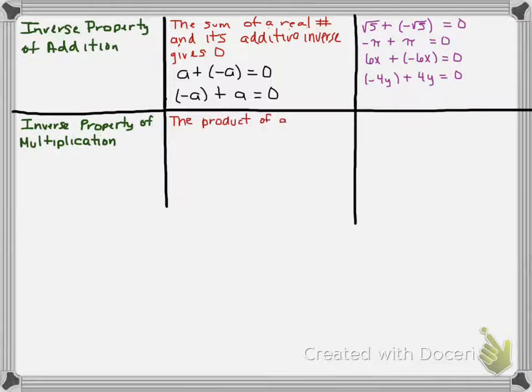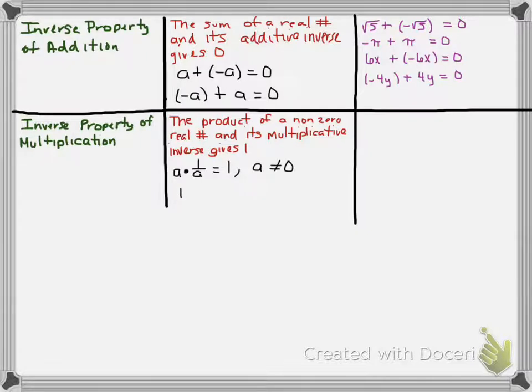So here, because it's multiplication, we're looking for the product of a non-zero real number. And it's multiplication, or multiplicative inverse gives you a 1. So A, what times A will give me a 1? Well, I need to multiply times the inverse. Remember, inverse means reciprocal. So the reciprocal of A here would be 1 over A. So A times 1 over A gives you 1, but we need to make sure that A is not 0.